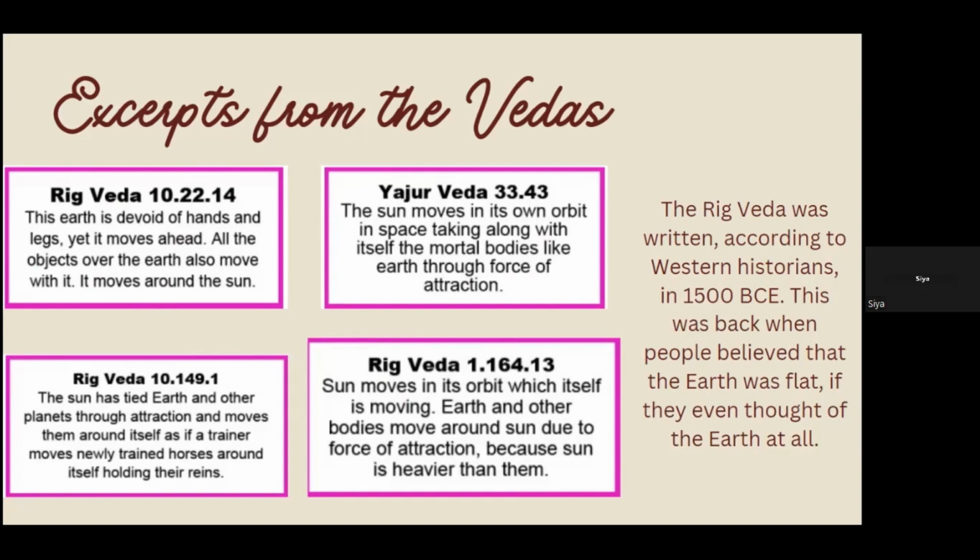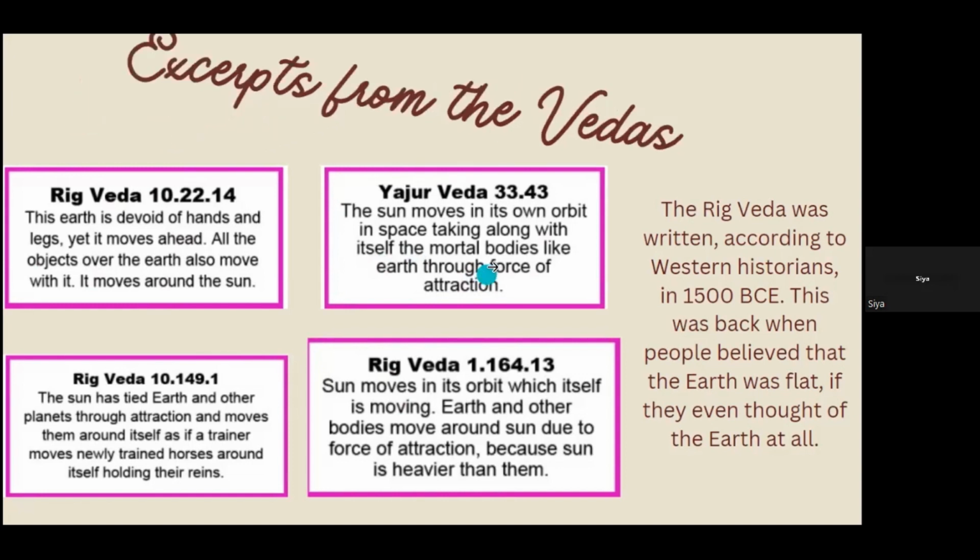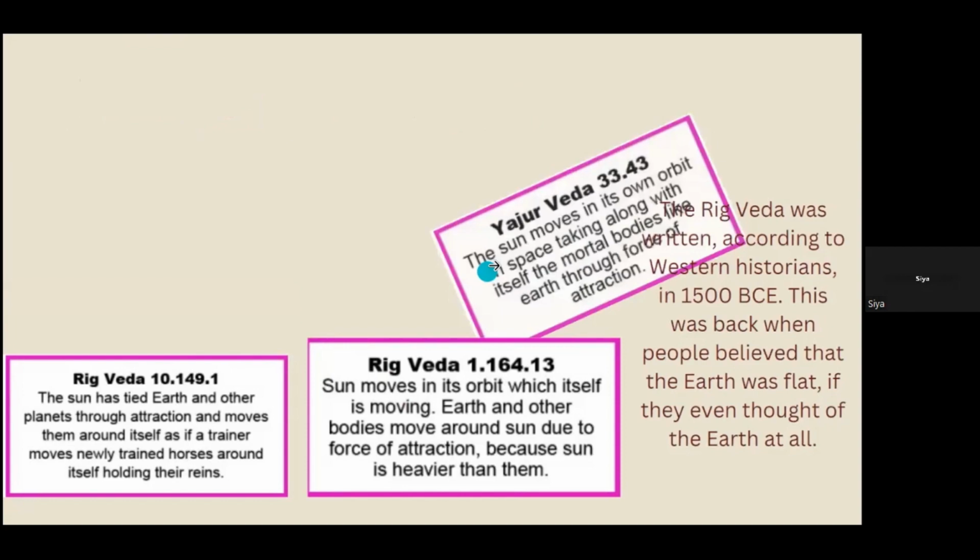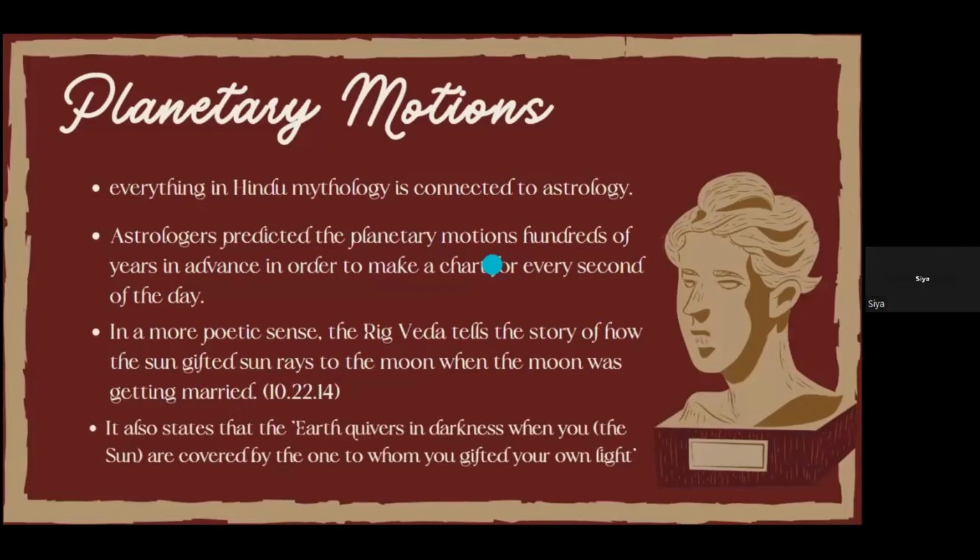And then the sun moves in its orbit, which itself is moving the earth. Basically the same thing again. And again, a reminder, this was the time when people thought that the earth was flat, and Galileo was literally hung for saying that the earth could move around the sun. So yes.